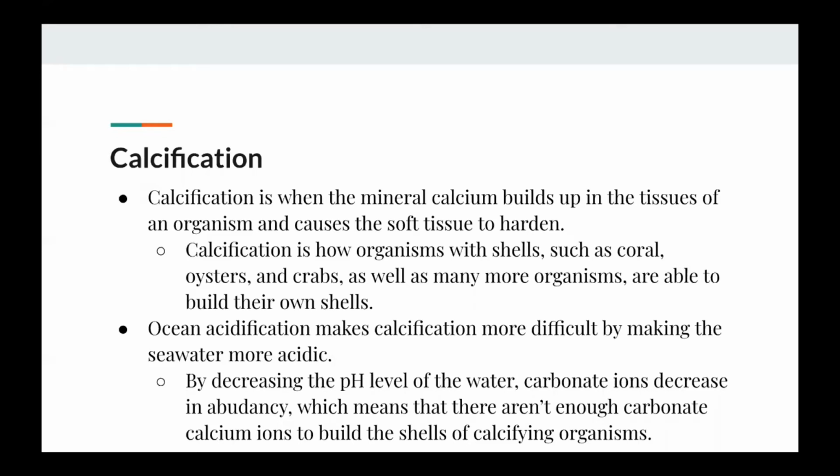And ocean acidification makes calcification more difficult by making the seawater more acidic, and by decreasing the pH level of the water, carbonate ions decrease in abundance, which basically means that there aren't enough carbonate calcium ions to build the shells of calcifying organisms, and carbonate calcium ions are what make up the shells.